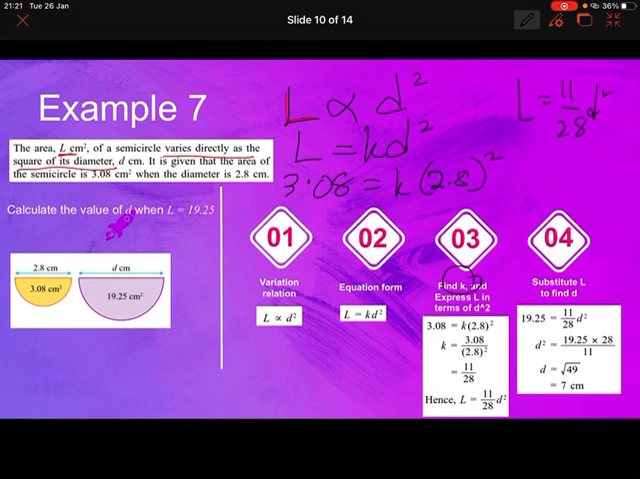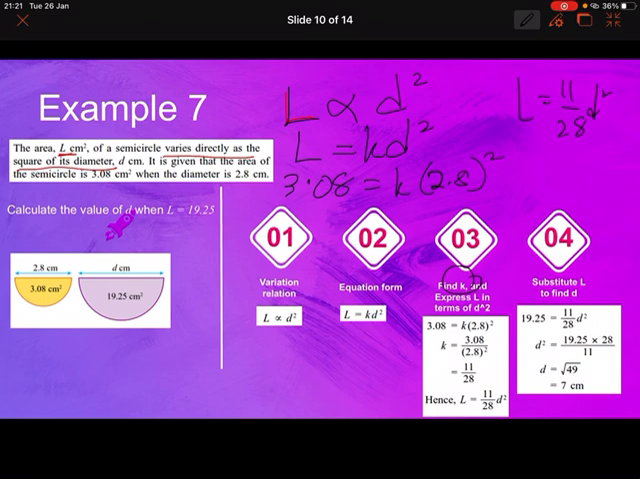So what's the value of d when L equals 19.25? It's easy, you just substitute the value of the area, 19.25, into our equation for the area, and you'll get the value of the diameter is equal to 7.